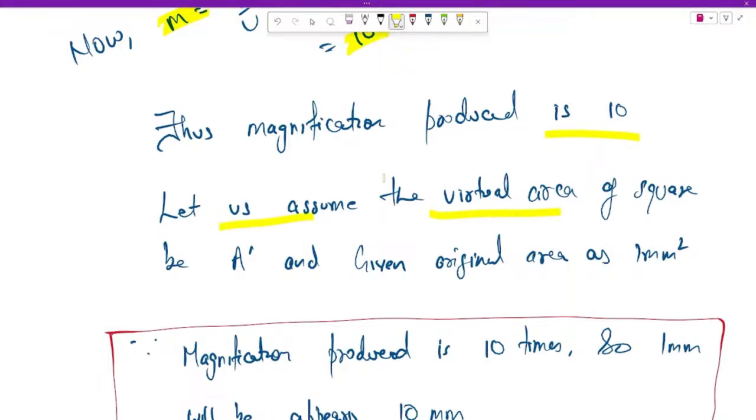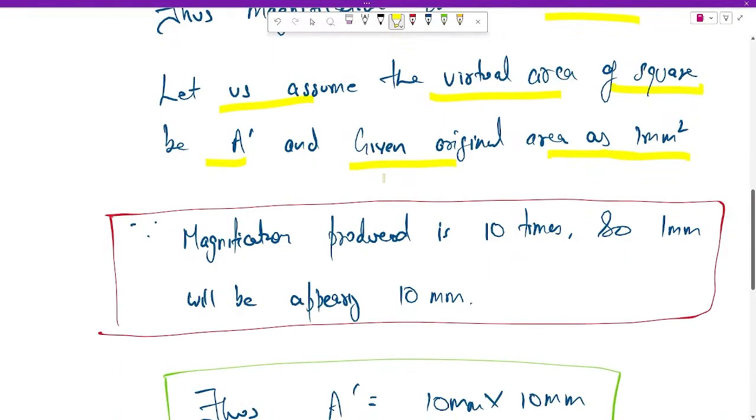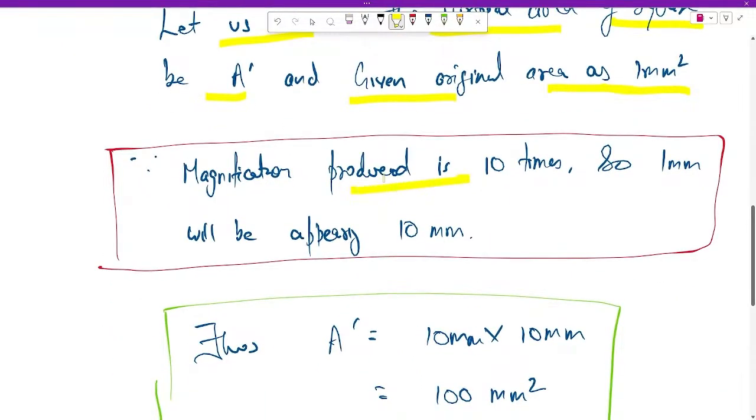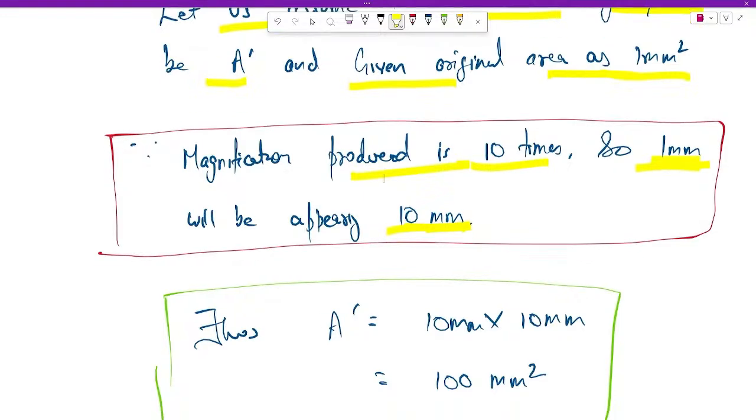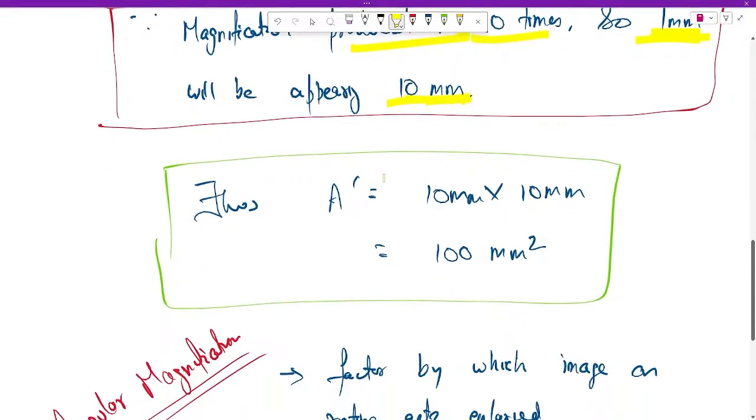So let us assume the virtual area of the square be a dash, and the given original area is 1 millimeter square. Now we saw that the magnification produced is 10 times, so 1 millimeter will appear as 10 millimeter. Now 1 millimeter square will appear as 10 millimeter cross 10 millimeter, that is 100 millimeter square. Since the linear magnification is 10 and area has two dimensions, 1 millimeter becomes 10 millimeter, and the area subtended by this would be equal to 100 millimeter square. So the two questions are clear.